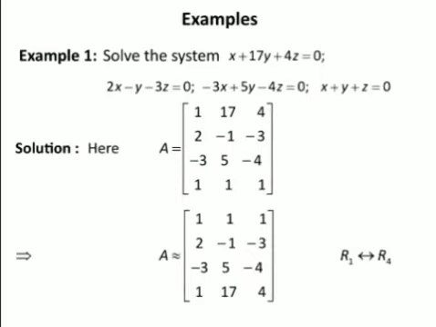Let us take the coefficient matrix A equals: 1, 17, 4. These are the coefficients of x, y, z in the first equation. Second row is 2, minus 1, minus 3. These are the coefficients of x, y, z in the second equation. Similarly, minus 3, 5, minus 4, then 1, 1, 1. So this is the coefficient matrix obtained from the above system of equations.